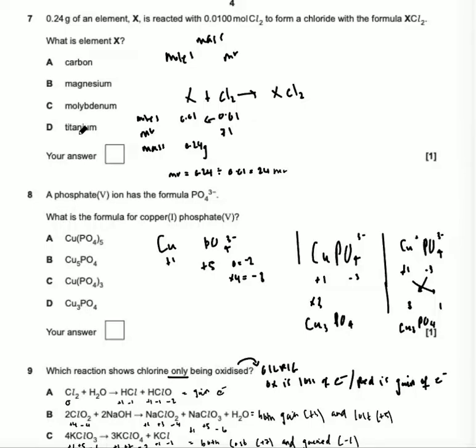Now, which one of these has an Mr of 24? That is B, and so the answer is magnesium.